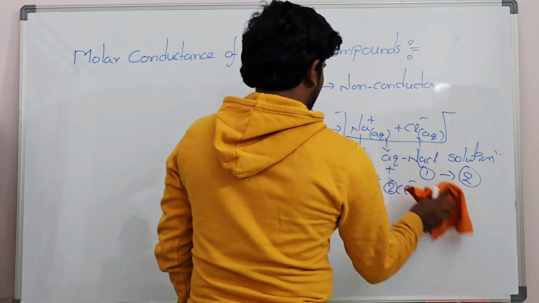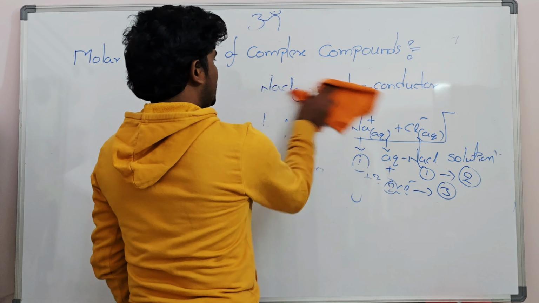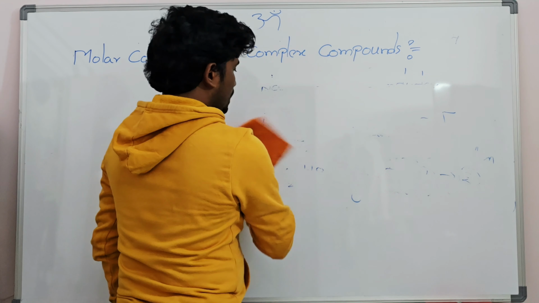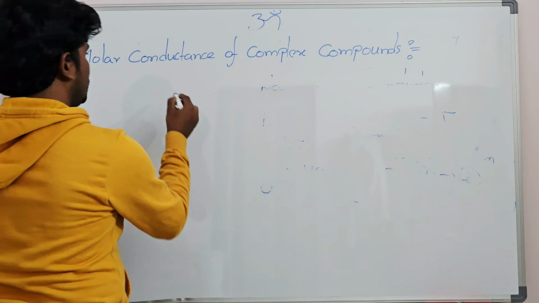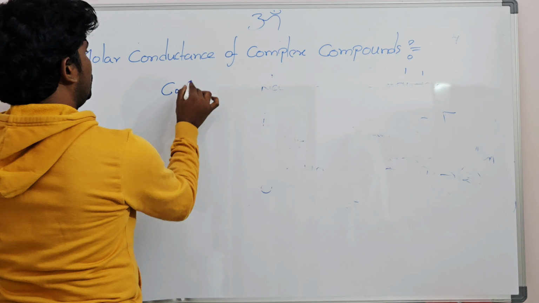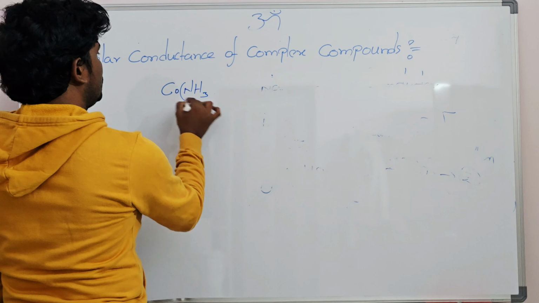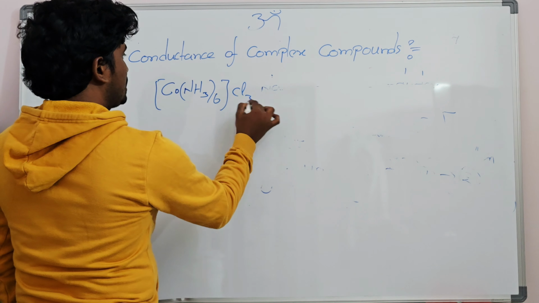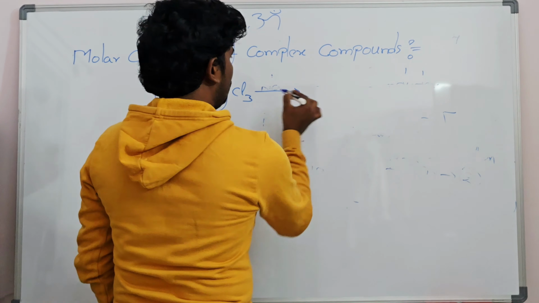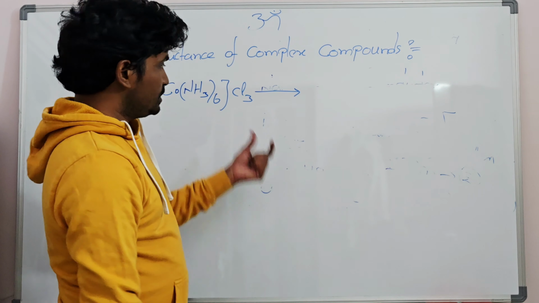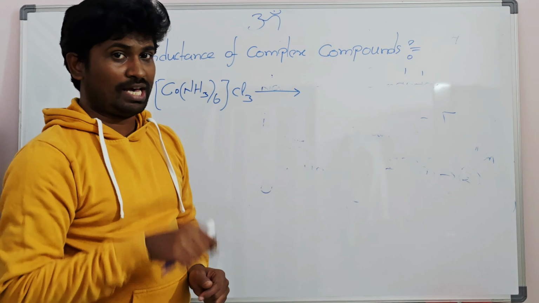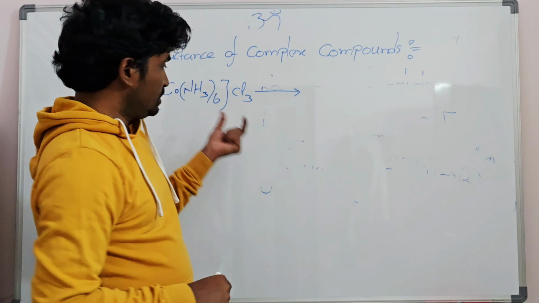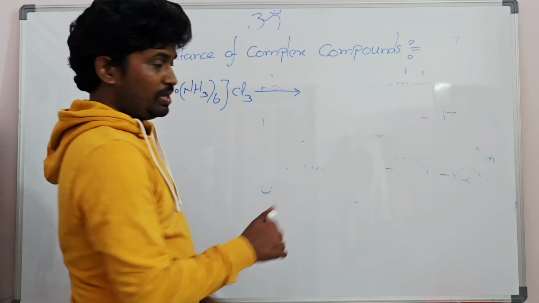One of the best examples of a complex compound is [Co(NH3)6]Cl3. After dissolving in the aqueous medium, this complex compound dissociates into a complex ion and ionic ions. This is the complex sphere, and this is the ionic sphere.